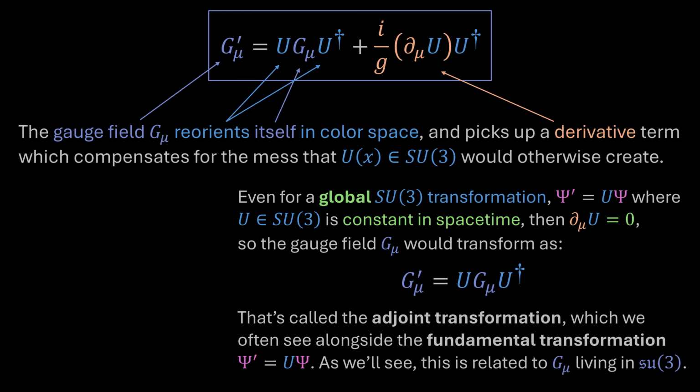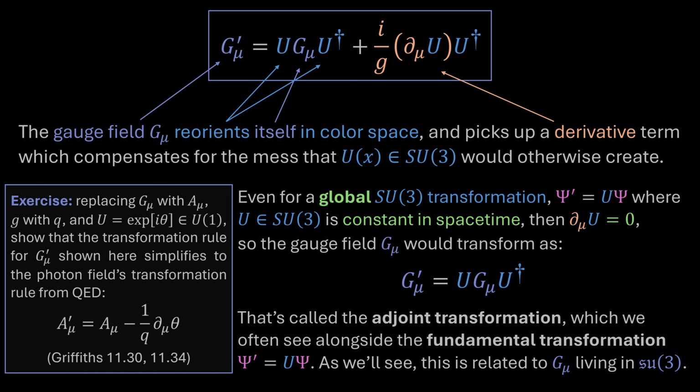Now, this is not something that we see when dealing with electromagnetism, although technically it is there implicitly. If you set U equals e to the i theta, being a U1 transformation of electromagnetism, then this U dagger sandwich simply becomes e to the i theta times e to the negative i theta, which equals 1. So technically, even in electromagnetism, the gauge field does undergo this kind of adjoint transformation, but it's totally trivial. The adjoint transformation is really not a transformation at all when you're dealing with electromagnetism. And that's because of the abelian nature of the U1 gauge group.